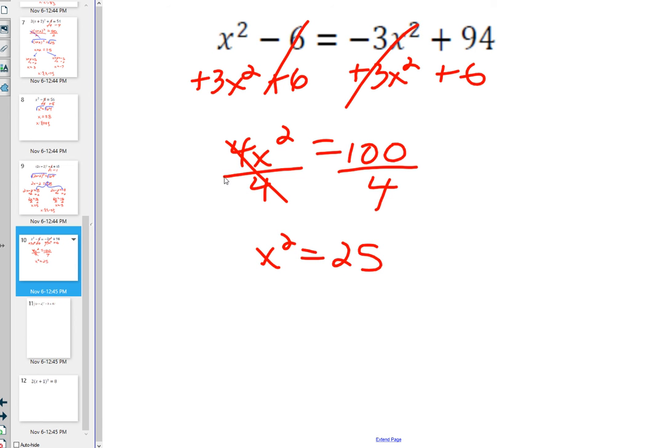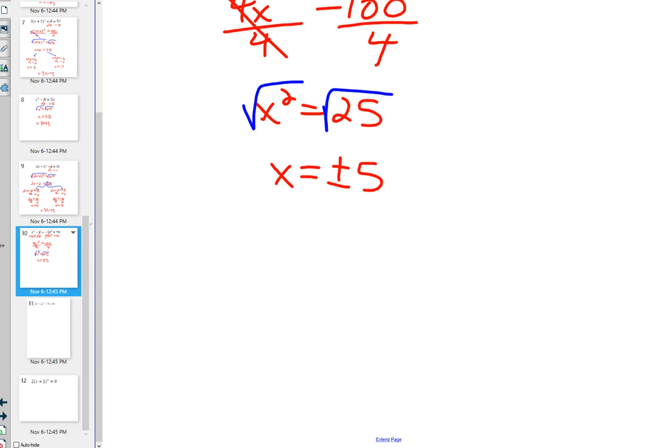100 divided by 4 is 25. That's why there's 4 quarters in a dollar. And then the last step is to get rid of the square with the square root property. And Jade, what is x equal to? Plus or minus. He told you. Plus or minus 5.